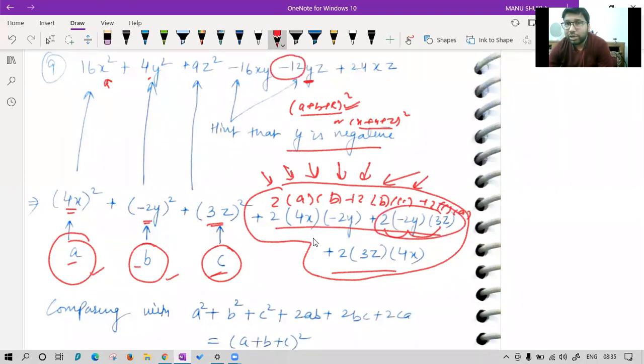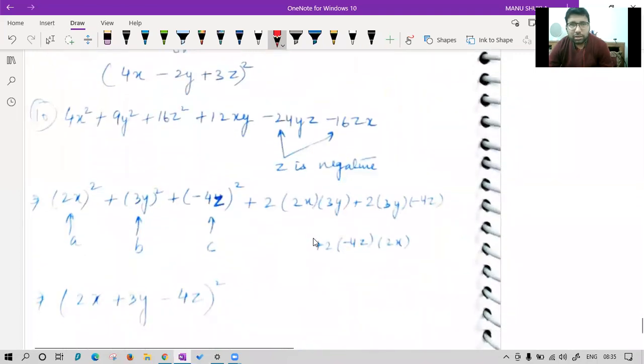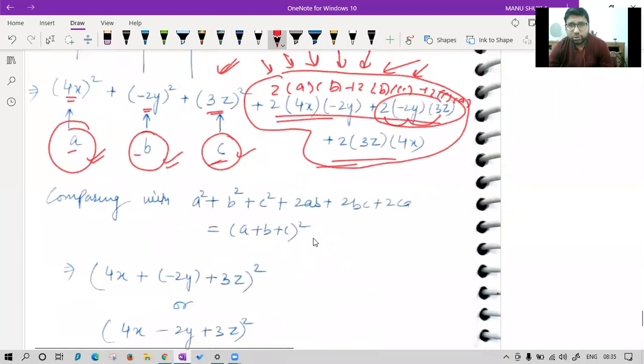But if you try to write this thing this way, it will take a lot of time. Plus, if you try to understand where should I write what, it will be a problem for you. But better is after you have found A, B and C, just write this thing as it is. Okay, and as soon as you have written, because by comparing with this formula, we can say the answer is this one.